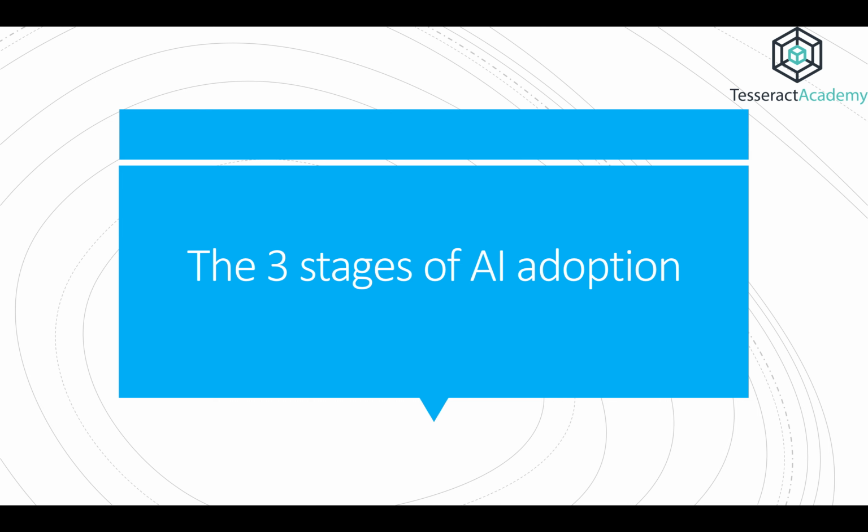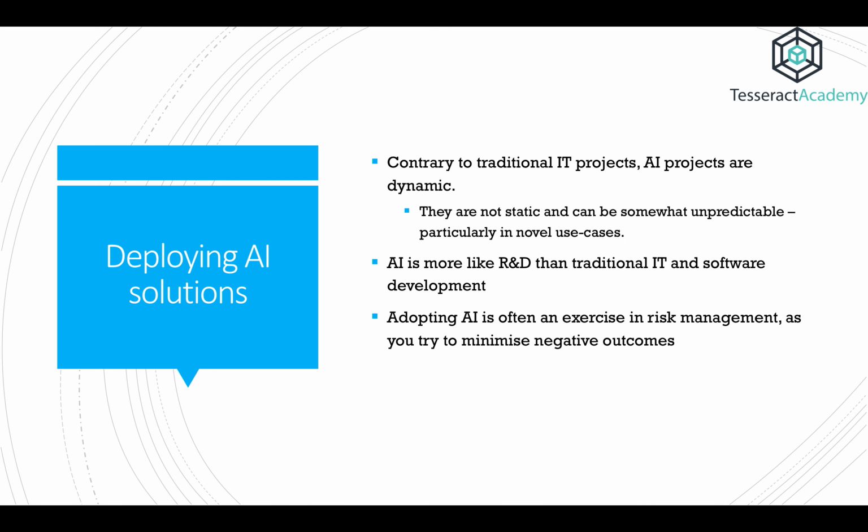Hi everyone. In this video, I want to talk about the three stages of AI adoption. Contrary to traditional IT projects and software development projects, artificial intelligence projects are more dynamic, and this is one of the many challenges behind AI projects. This is what I'm going to talk about in this video.